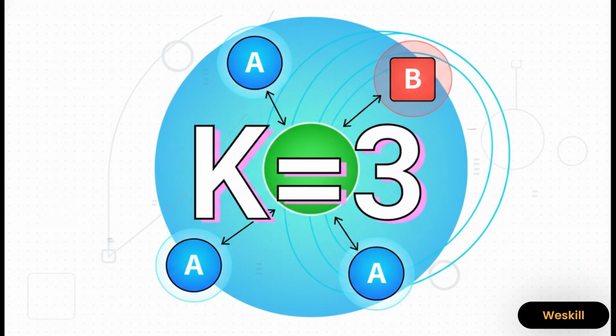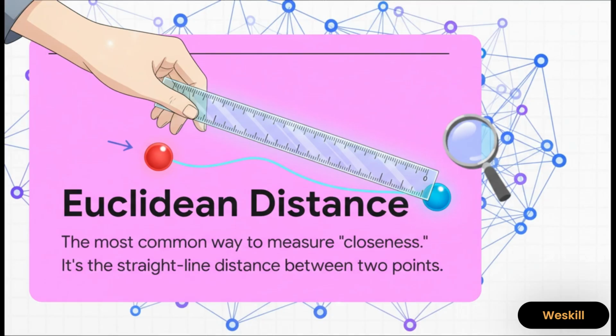Let's make this super concrete. Let's say we pick K equals 3. The algorithm goes out and finds the 3 closest neighbors to our new point. Now, if 2 of those neighbors are from Class A and only 1 is from Class B, well, Class A wins the vote, 2-1. And just like that, our new point is now officially a member of Class A. That's it.